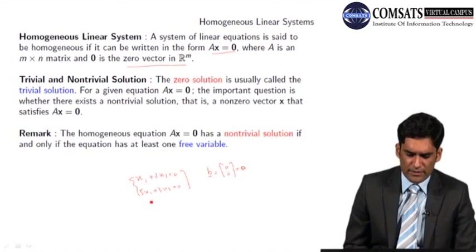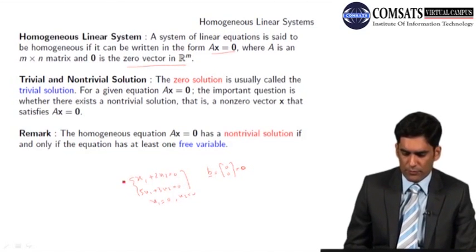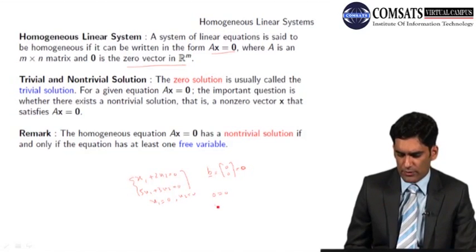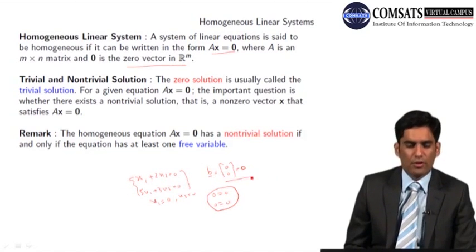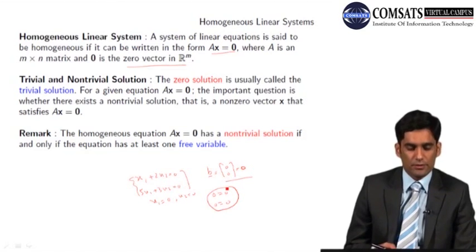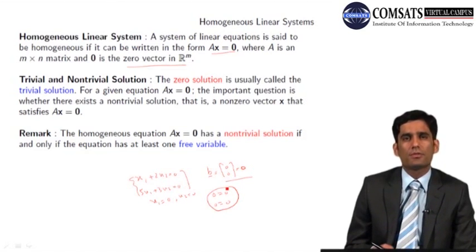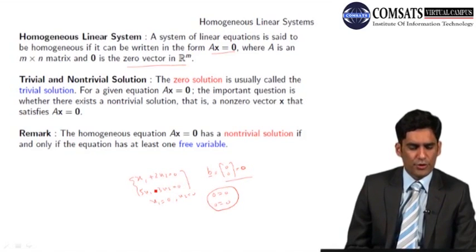If we carefully observe that, if we take x1 equals 0 and x2 equals 0, so this system of 2 by 2 equations becomes 0 equals 0 and 0 equals 0. So the homogeneous system of linear equations always has a solution which is the null vector. We call such a solution which consists of zeros a trivial solution, because we always have that solution. Any non-zero solution is known as the non-trivial solution. So trivial and non-trivial solution, the zero solution is usually called the trivial solution.